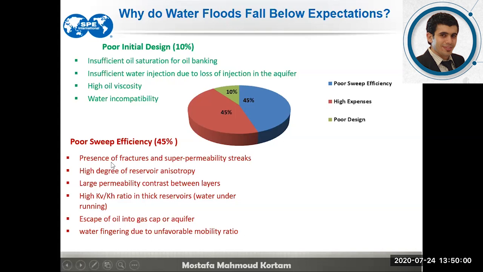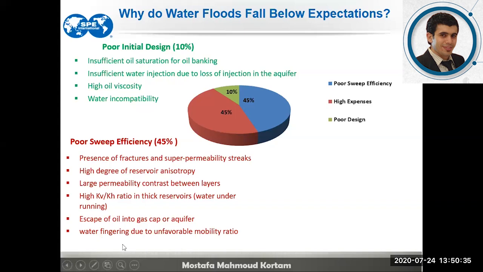And if you have a degree of reservoir anisotropy, a large permeability contrast between the layers, or high vertical permeability, this also leads to water cooling and the problems of losing the efficiency of water injection. In some particular cases, you may drive the oil towards the gas cap and lose some of the oil volumes by applying the water injection in a wrong way. Water fingering due to unfavorable mobility ratio.